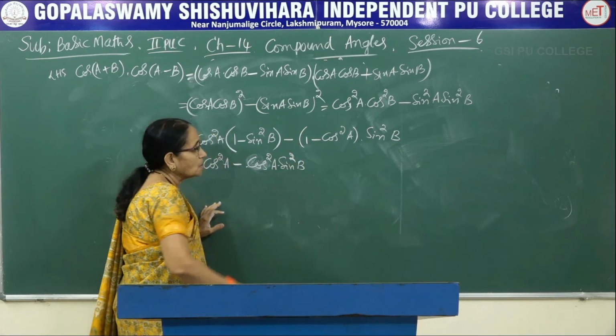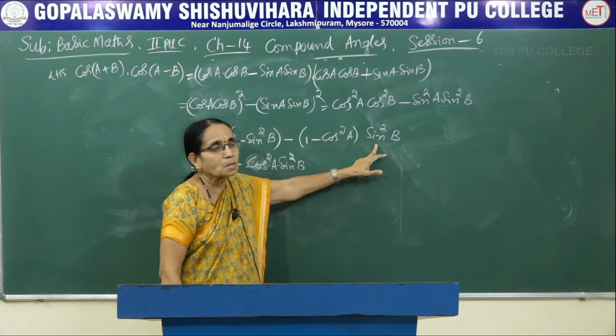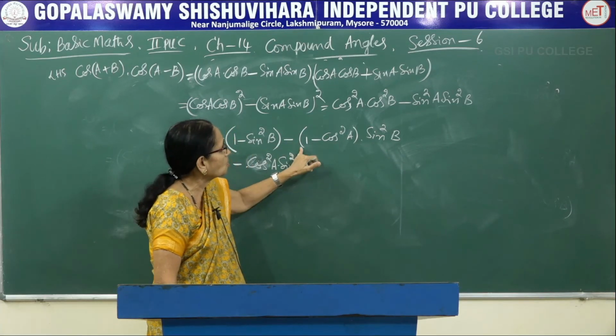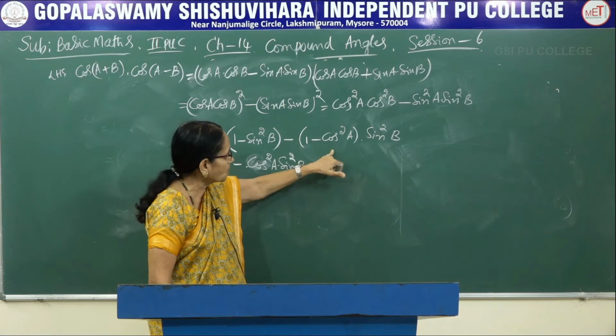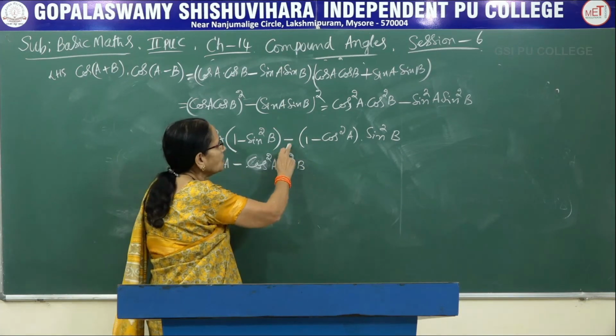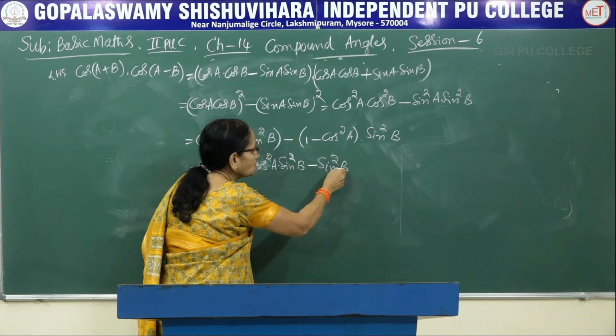Now here, always remember when there are two terms, both of them should be multiplied by the term which is outside, with the sign. That is why I always tell you to write the brackets when you are having more than one term and we are having a minus sign. Minus 1 into sin square B, it is minus sin square B.